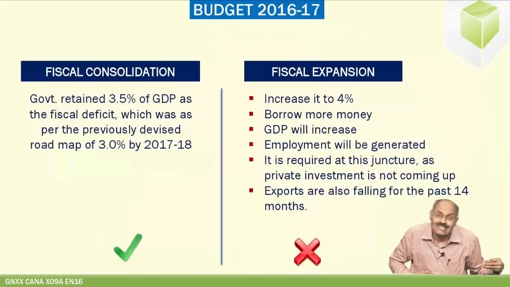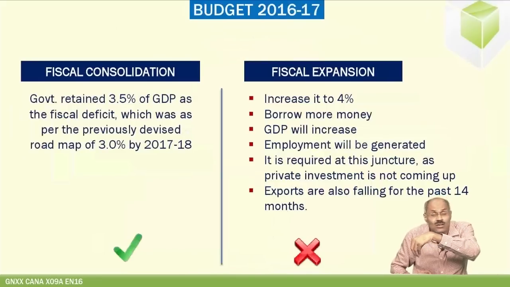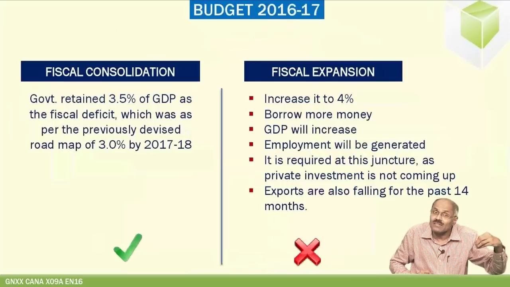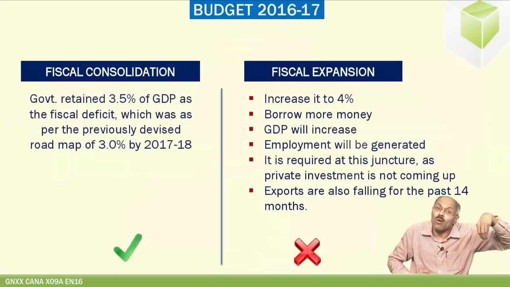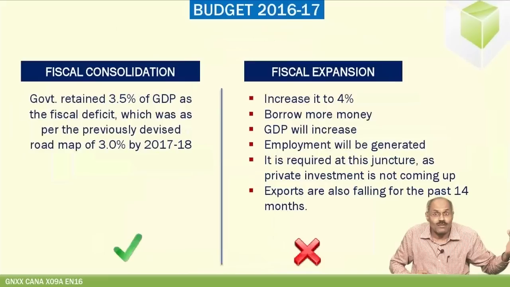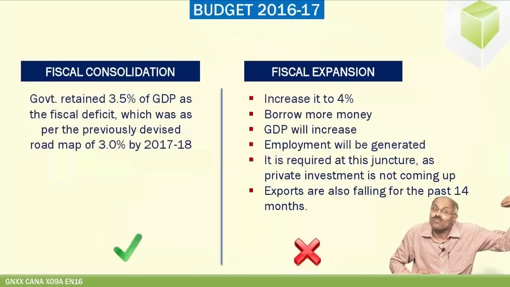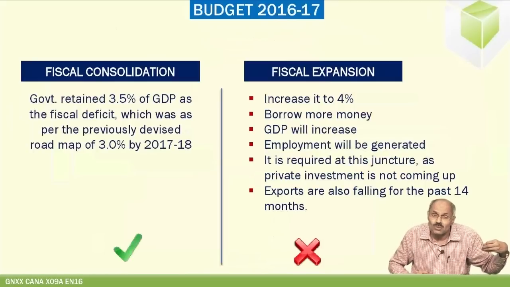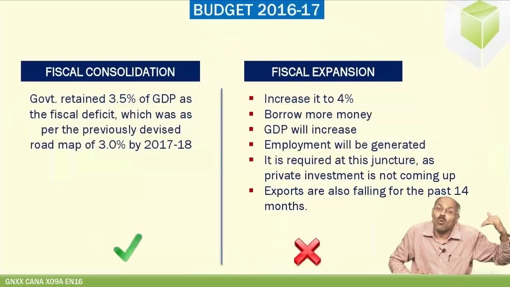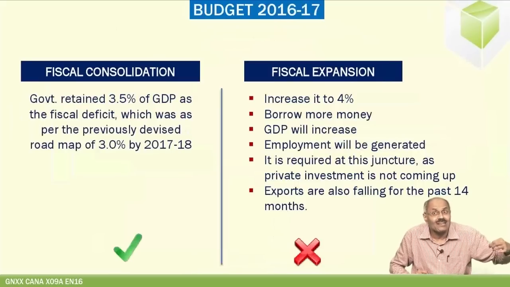Now, Budget 2016-17 has voted for fiscal consolidation. It has not gone for fiscal expansion. Right friends, what is the difference between fiscal consolidation and fiscal expansion? The government felt that there is a need for fiscal expansion, but it voted for fiscal consolidation because some time back the government decided to bring the fiscal deficit to 3% of GDP by 2017-18. The government does not want to lose the confidence of foreign investors, and so as to ensure consistency in policies, it voted for fiscal consolidation. So the government retained 3.5% of GDP as the fiscal deficit which was previously devised, and several experts advised going in for fiscal expansion.